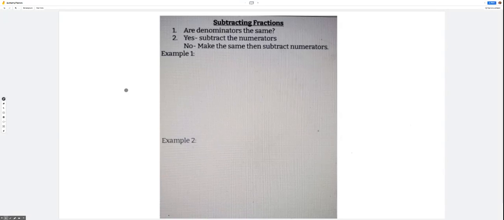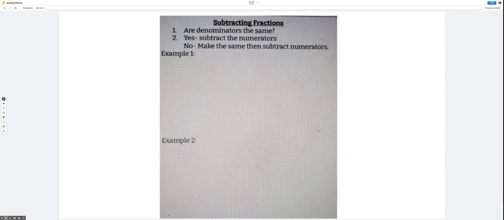Hey guys, yesterday we focused on adding fractions. Today our focus is subtracting fractions. Yesterday I showed you a video showing you how to find the easiest common denominator because up to this point in my life, I always thought that there was no way around it. We had to find a common denominator before we could subtract.